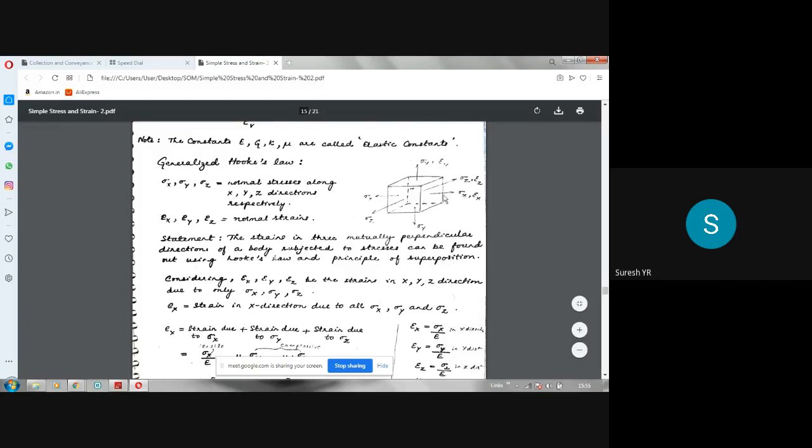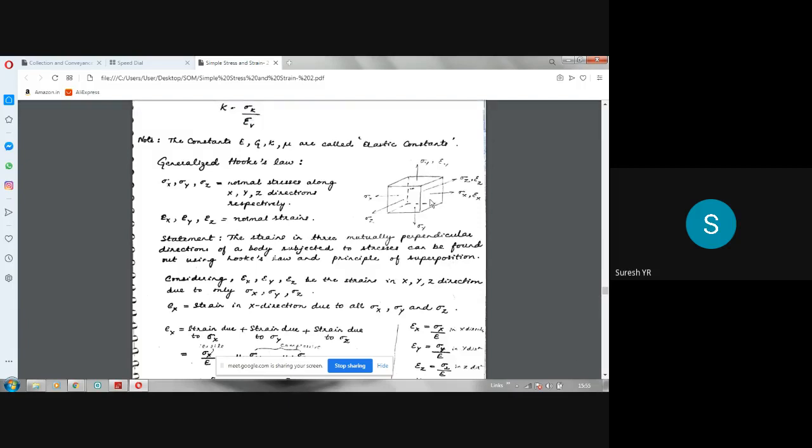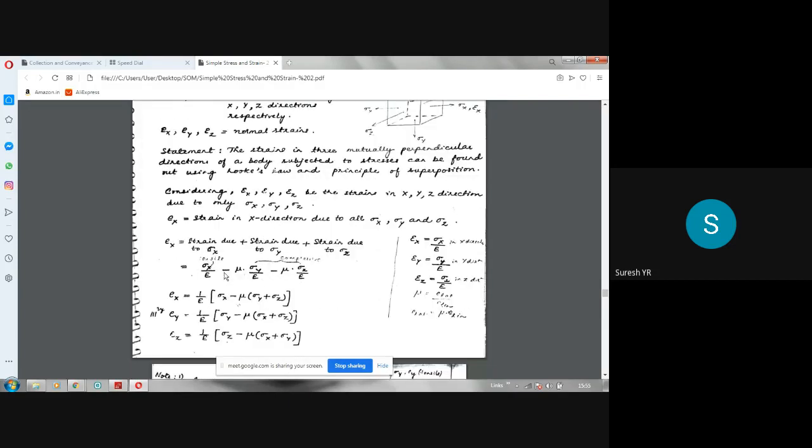In that case, what happens? Due to sigma x, it is positive. Sigma x by E is the strain due to sigma x in this direction. But see, due to sigma y in this direction, it is negative, because positive in this direction, automatically lateral strain becomes negative. I explained that by taking that circular rod and rectangular rod: when length increases, diameter reduces. When length increases, breadth and width reduce. That concept we have to use here. So that is why I have taken negative here. So this step is very, very important.